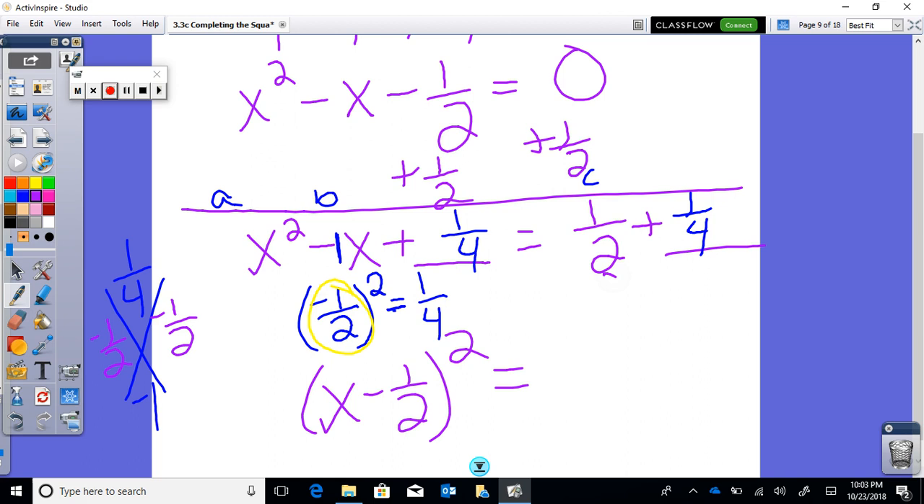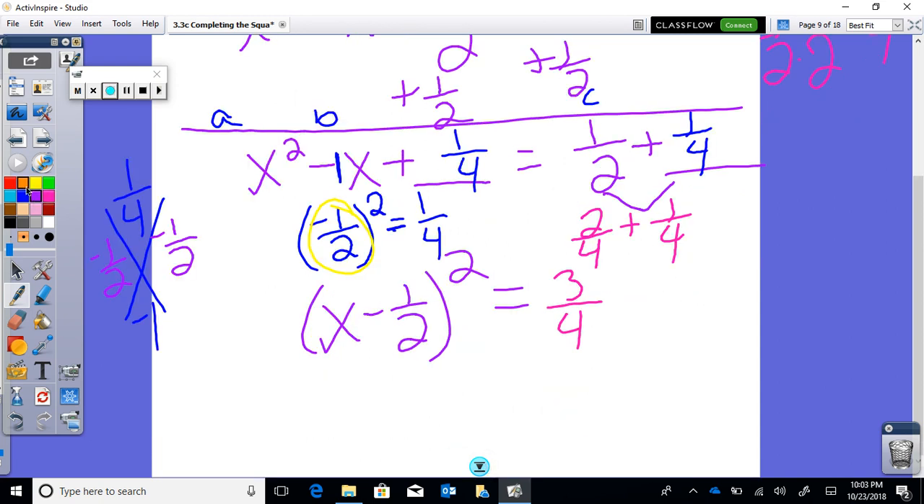Now over here, to combine like fractions, you will need a common denominator. So 1/2 and 1/4 have a common denominator of 4. So to change 1/2 to 4ths, you multiply both the numerator and denominator by 2. So we get 2/4 is the same thing as 1/2, plus 1/4. 2/4 plus 1/4 is 3/4.